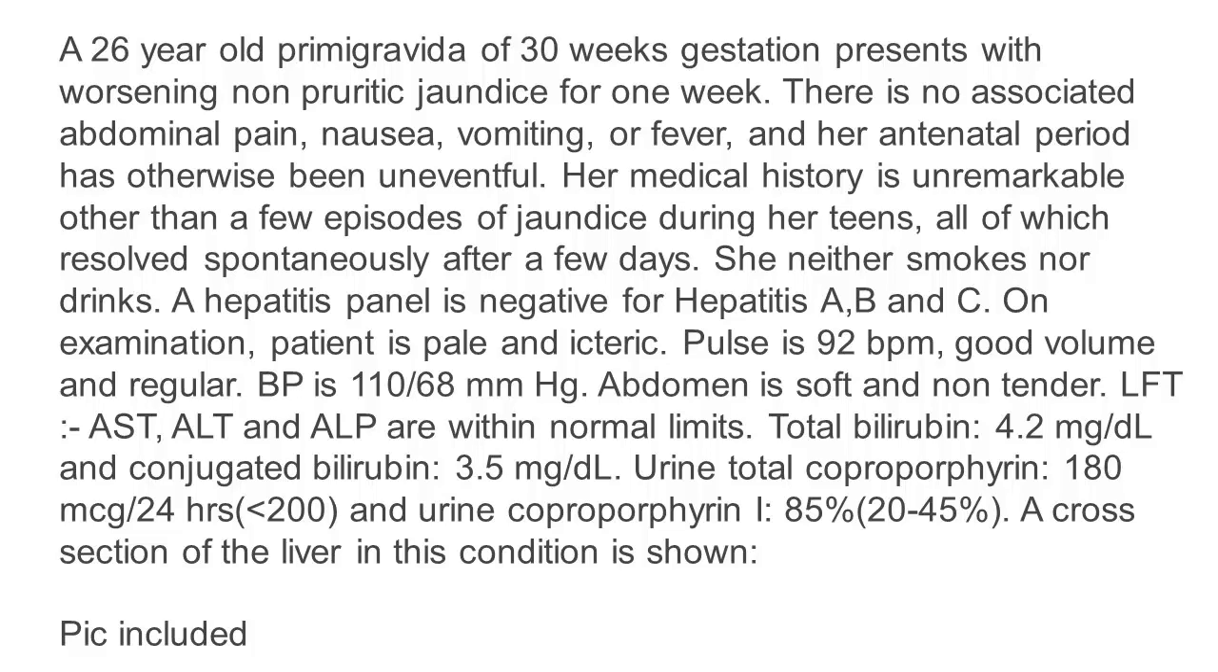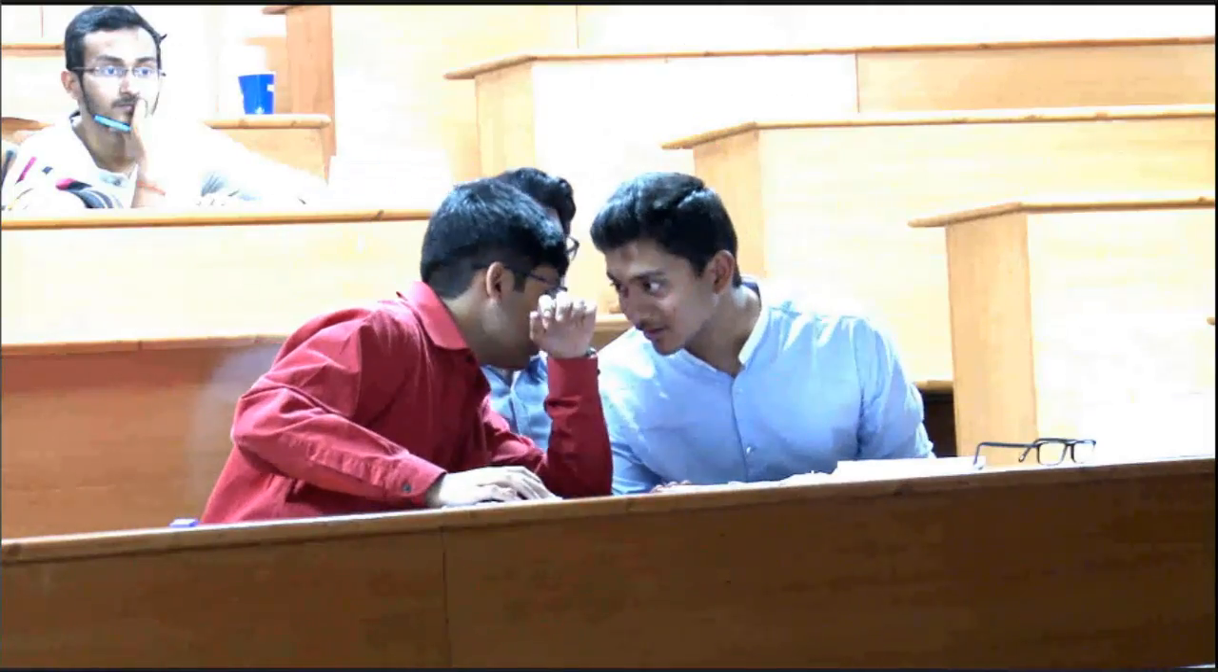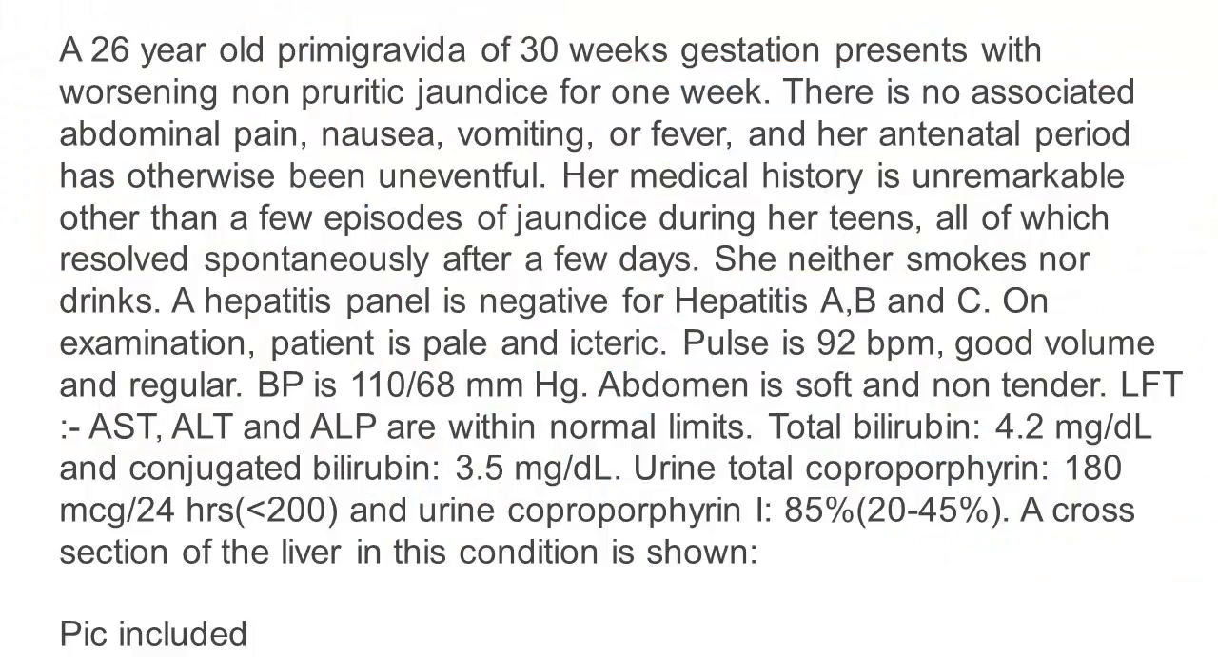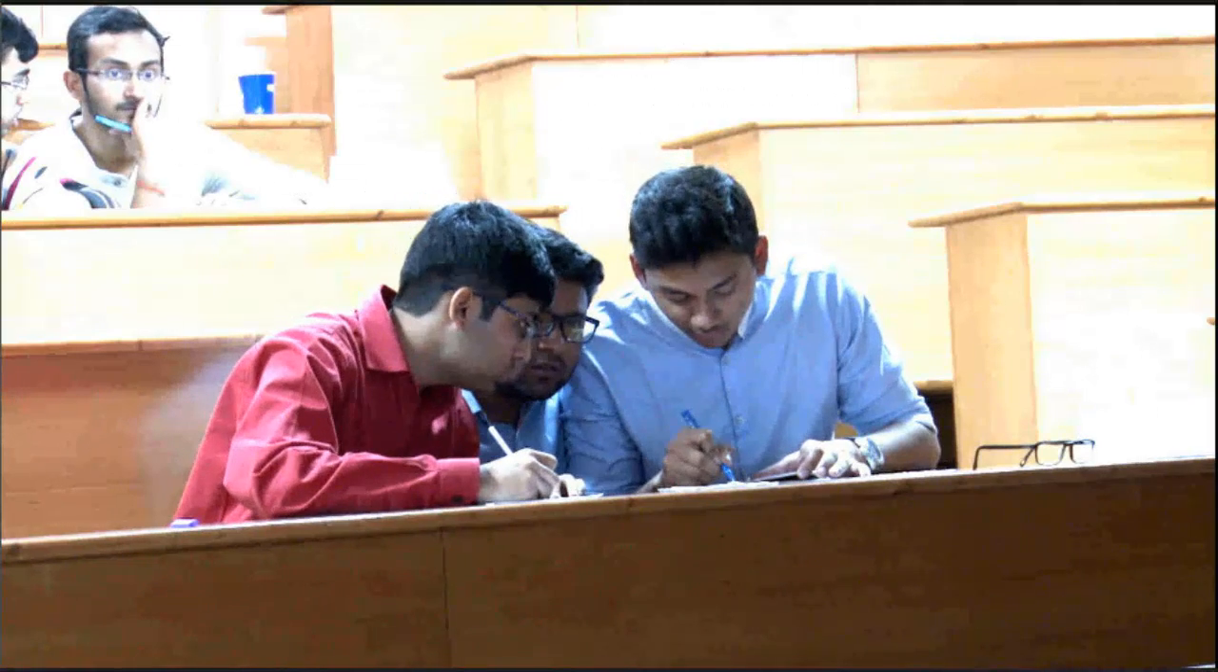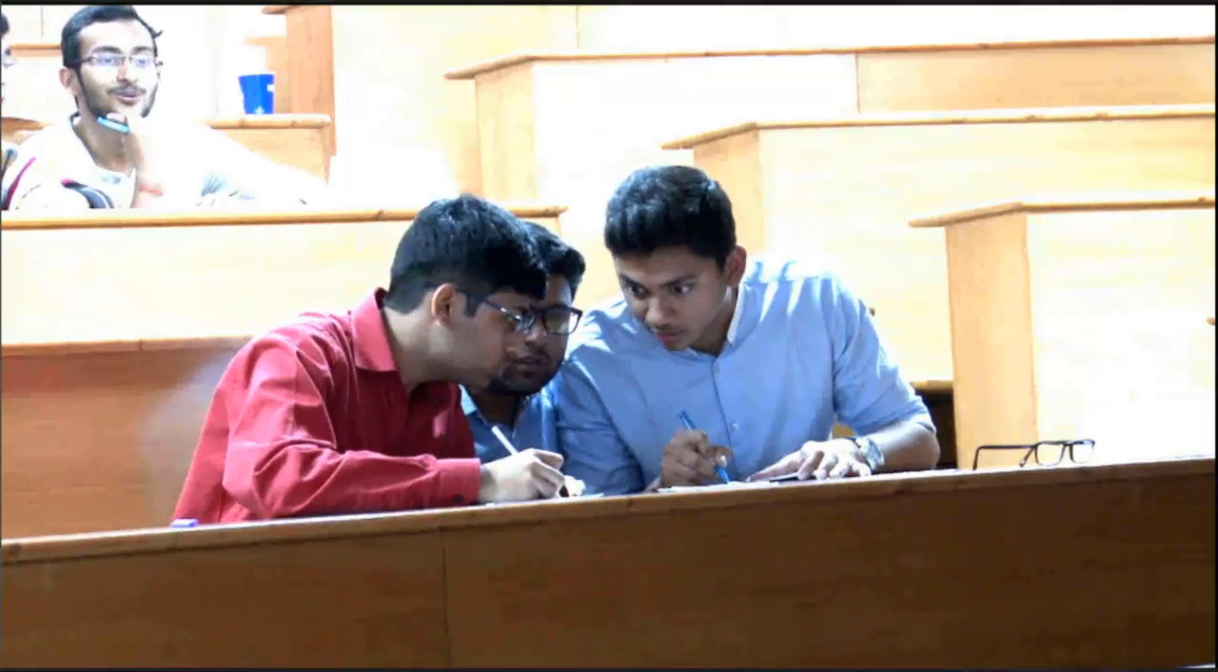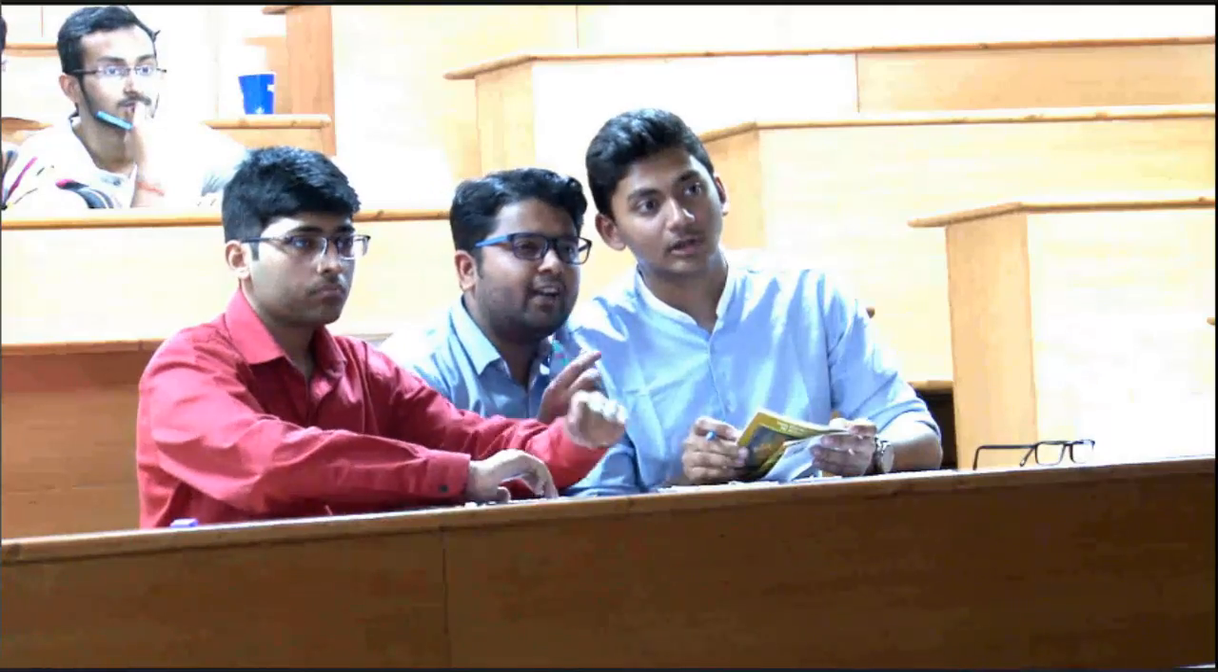Pulse is 92, good volume. BP is 110 by 68. Abdomen is soft, non-tender. LFT normal. Total bilirubin is 4.2, but the conjugated bilirubin is 3.5 milligram per deciliter. Urine coproporphyrin is 180 micrograms per 24 hours, less than 200, and coproporphyrin type 1 is 85% of it. Normal is 20 to 45%.